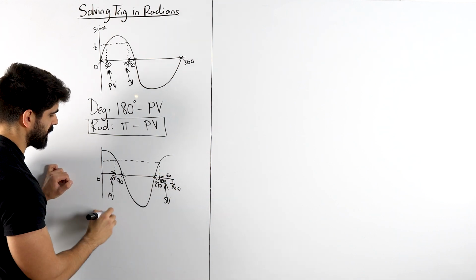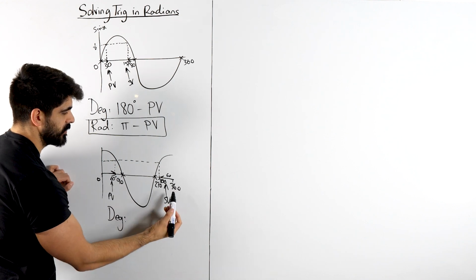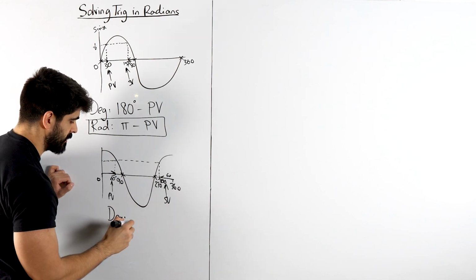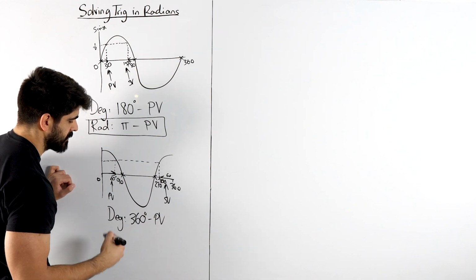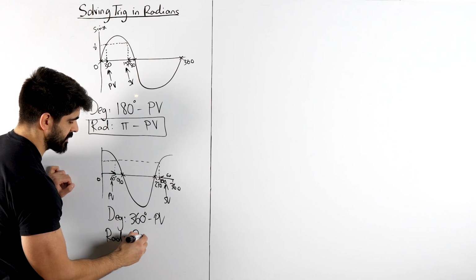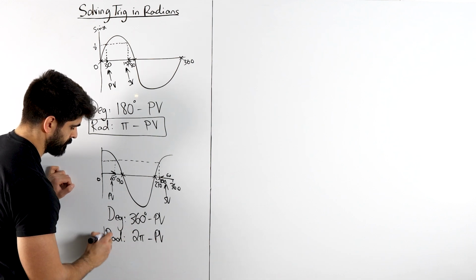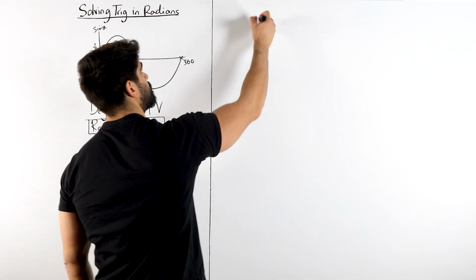So for cosine in degrees, all you do, once you know your primary value, is you do 360, take away the primary value. So what would that be in radians then? Well, we know in radians, 360 is the same as 2 pi. Super easy. Let's do the last one, tan.